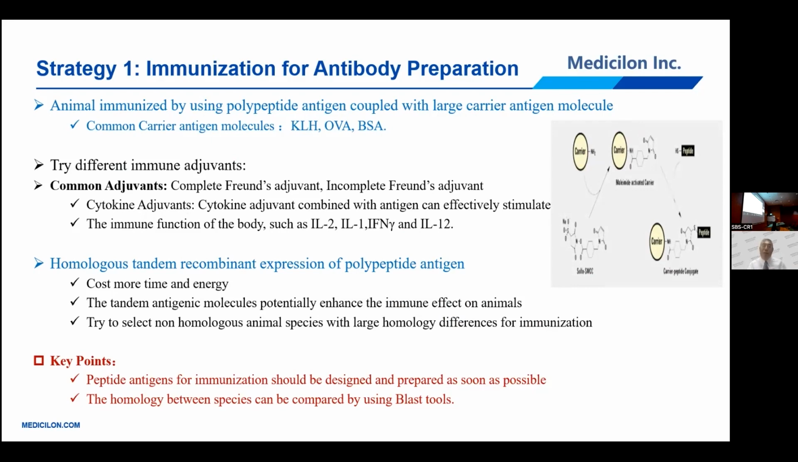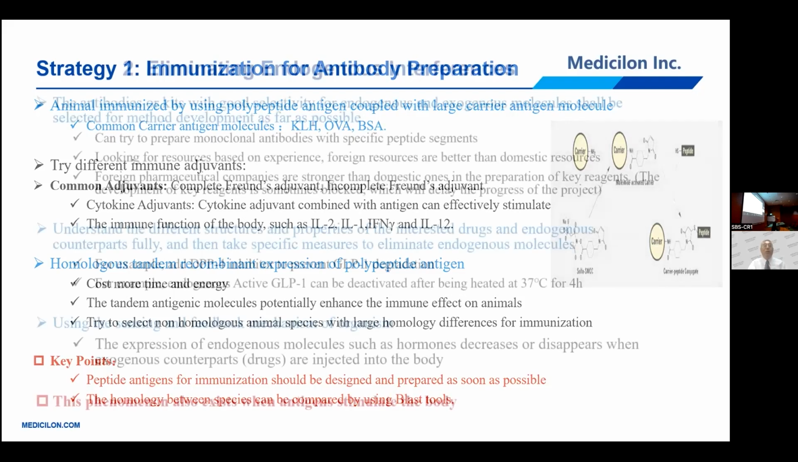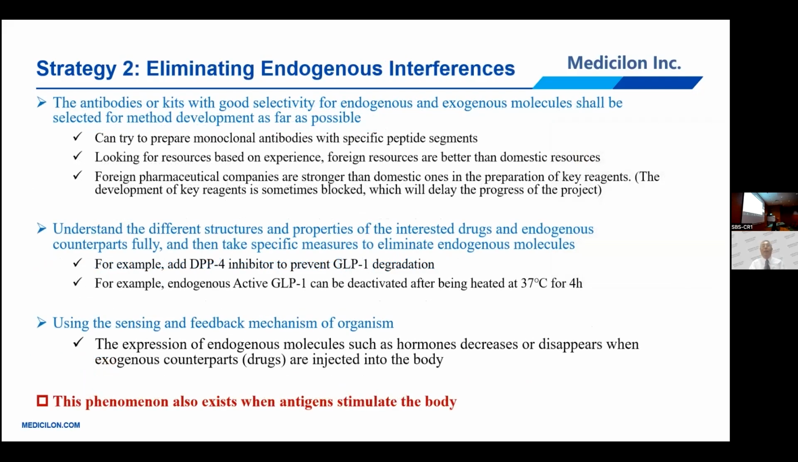Without the bioanalytical method, you cannot do PK, you cannot do toxicokinetic. So this is important. Homology between species can be compared by using the BLAST tool. This is the first strategy. The second strategy is eliminating endogenous interference. Kits are going to be different, and sometimes they cannot differentiate very well, so endogenous interference is important. This phenomenon also exists when antigen stimulates the body, so be careful about endogenous interference.